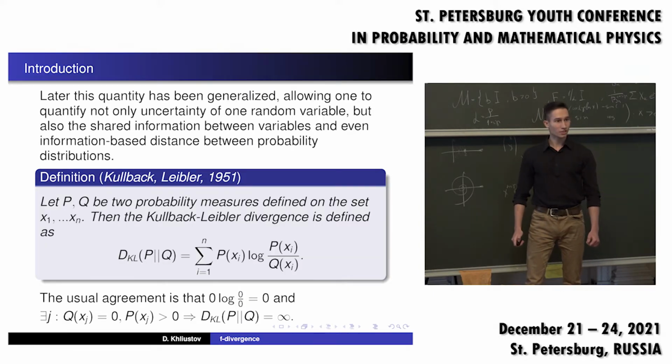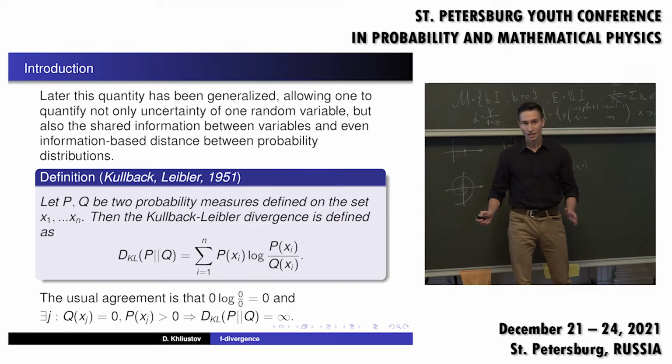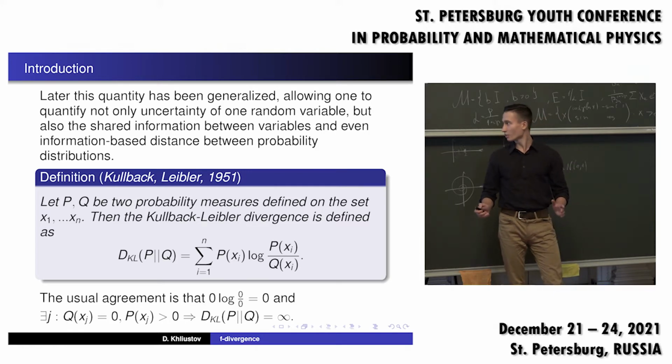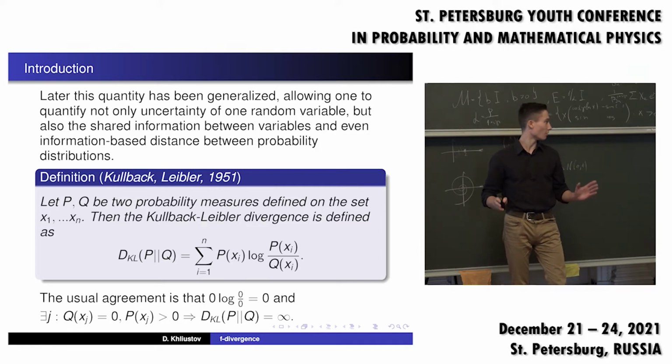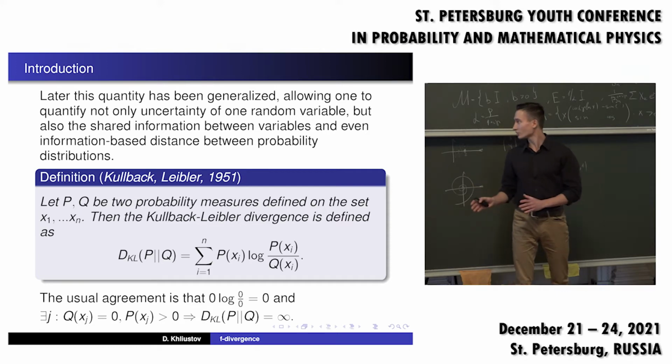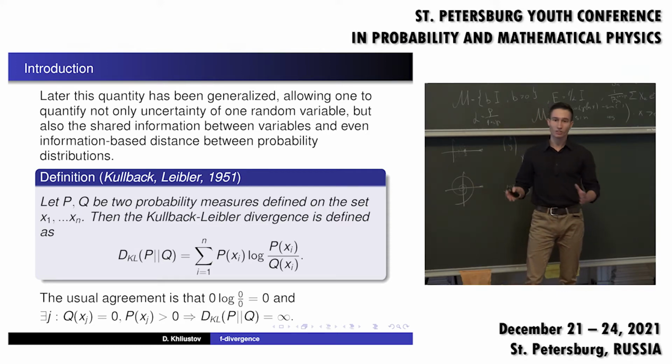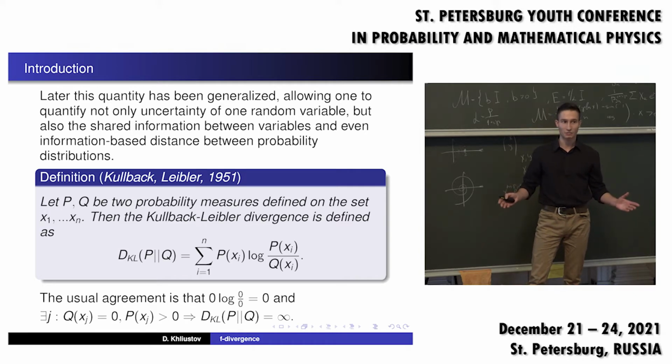Later, this quantity was generalized. And so we are now able not only to measure the uncertainty of one random variable, but also capture the information stored in it and also the amount of shared information between two random variables.